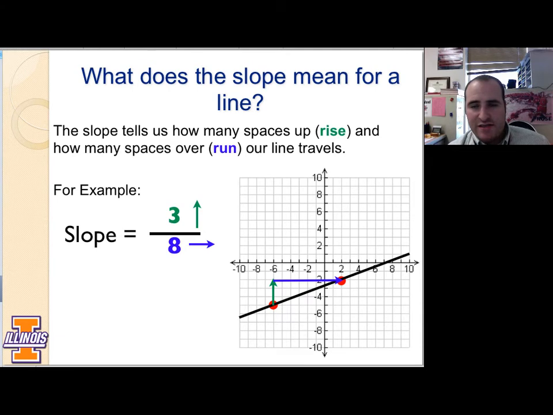A negative rise goes down, a negative run goes to the left. So what that means is, if I'm trying to go from one dot to the next, one point to another, I have to go up 3 squares and over 8 squares, as you can see here on my graph.